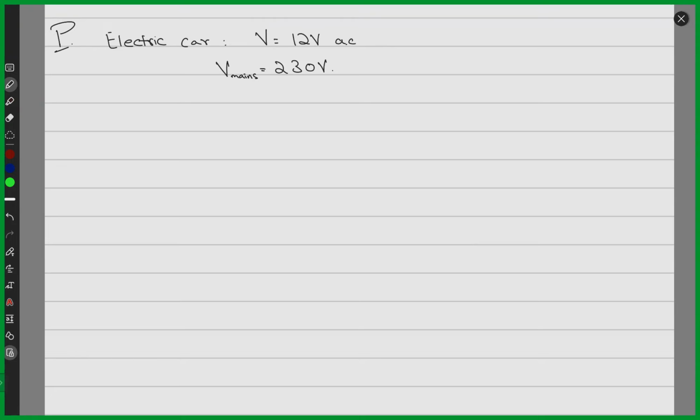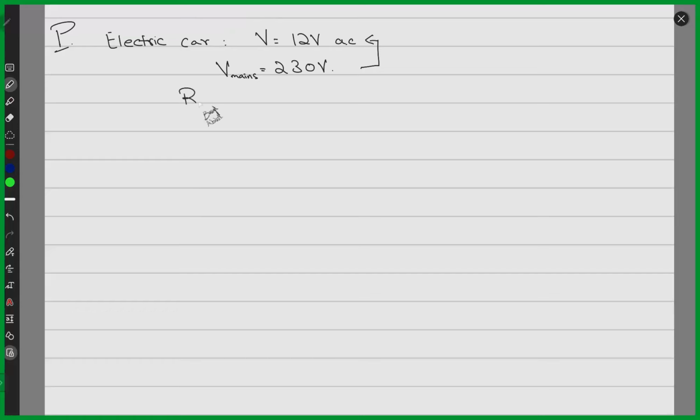You want to reduce the supply coming from the mains by using a transformer in the brick or the plug that you're using to connect the electric car. So we want to calculate the ratio of the number of turns for this transformer or coil to step down the voltage from 230 to 12 volts. So is the statement clear? Yes. Okay.